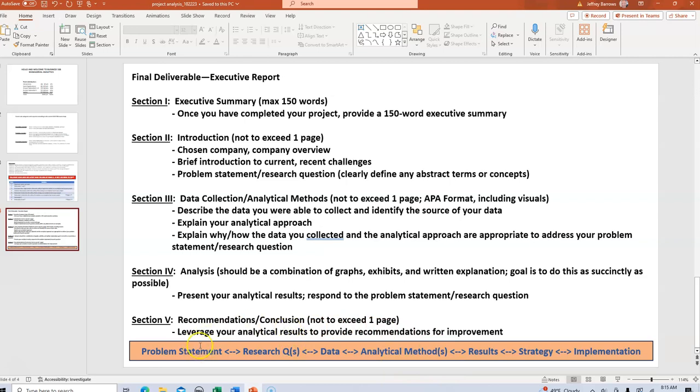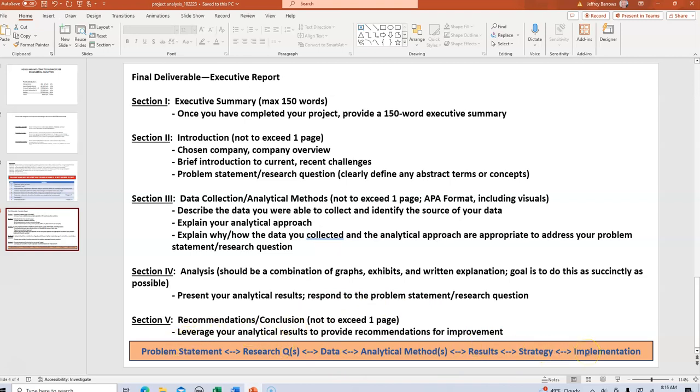So if you look at this linkage, if you look at problem statement and research questions, this is the heart of your first, really of your project roadmap. The data, the analytical methods, and the results are really the heartbeat of your second submission, which is your data analysis. Once you understand what is in your data, the results that you have should drive the strategy to address the research question and the problem statement.